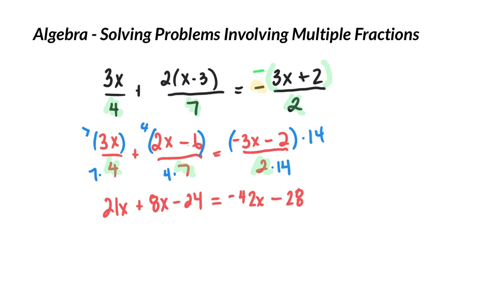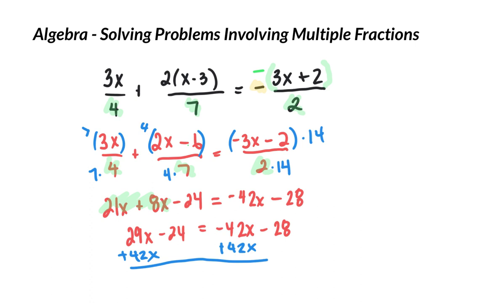Now we can solve. We can combine our like terms. I would always do that first. No sense in doing too much work. So we have 21x plus 8x, that is 29x. My method of solving these problems always gets them to the same spot, which is my goal. So now let me get my x's on the same side. I'm going to add that 42x to zero it out on the right side. And for the interest of space, I'm also going to add that 24 to zero that out on the left side.